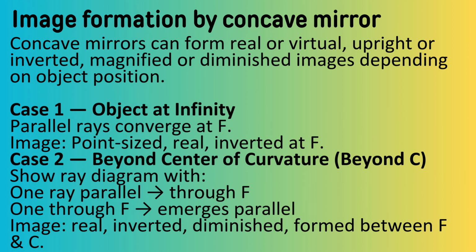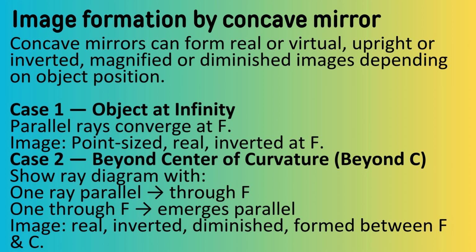Now let us study image formation by a concave mirror. Concave mirrors can form different types of images. The image may be real or virtual, upright or inverted, magnified or diminished, depending on the position of the object. Let us look at different cases one by one.